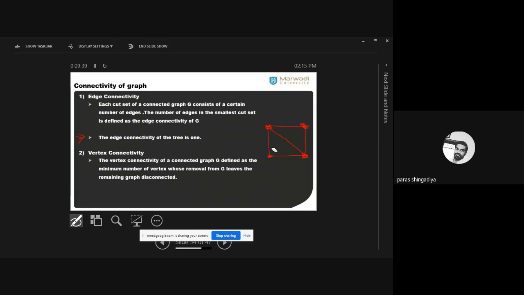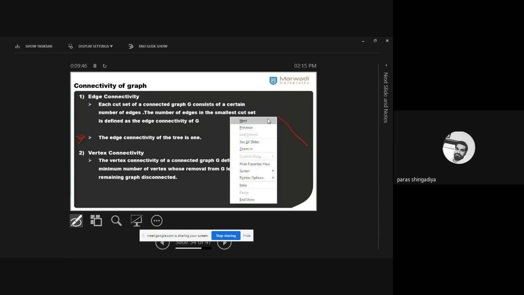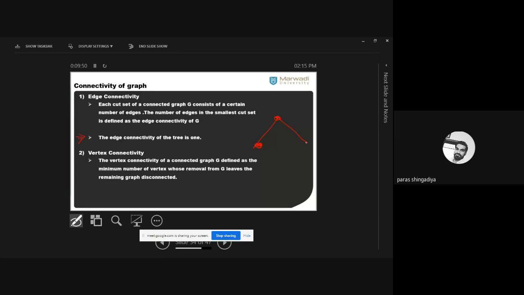Let's first consider a simple one, then after we consider the square form. Let's consider three vertices only. This graph has three vertices and two edges: vertex A, vertex B, and vertex C. Now focus on the vertex only, not the edge. To delete the vertex means to remove this vertex from the graph, and after removing this vertex, the graph should be disconnected. That is called the vertex connectivity. And you have to use the minimum number of vertices.